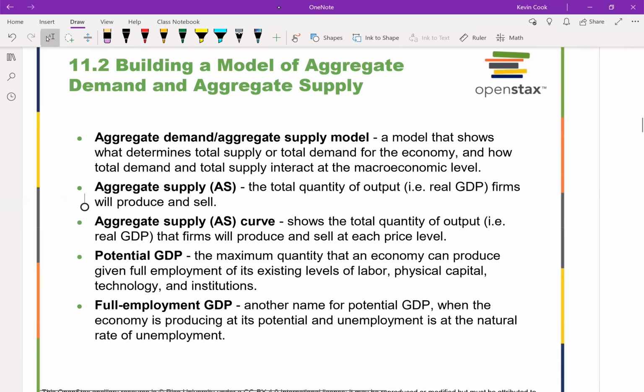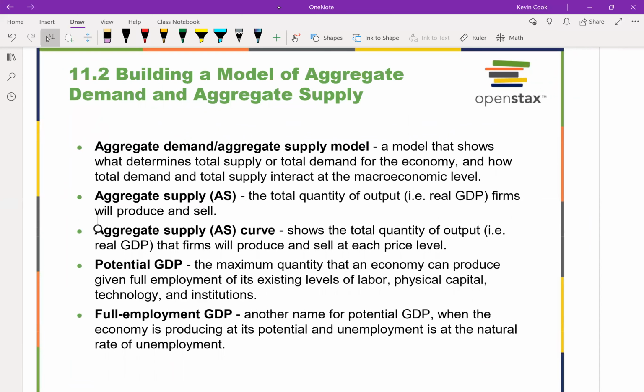So on the other side of that, getting into our actual model, we have a few definitions to go through, but that's all right. We're starting out by looking at exactly what it is that we're doing. We're looking at the aggregate demand, aggregate supply model. And what this is going to show is the relationship between price levels versus our real GDP, or how many goods we produce.